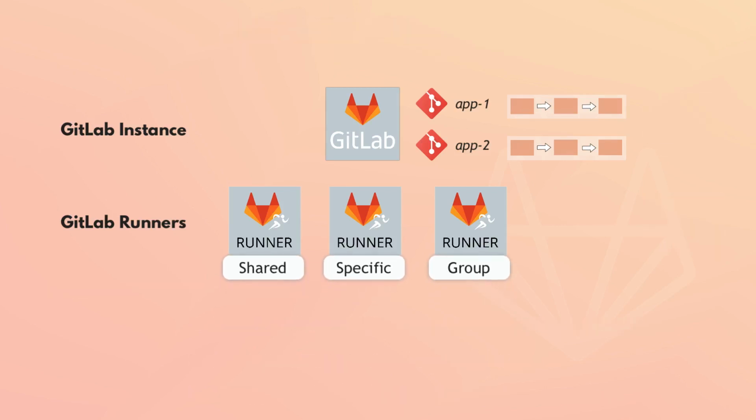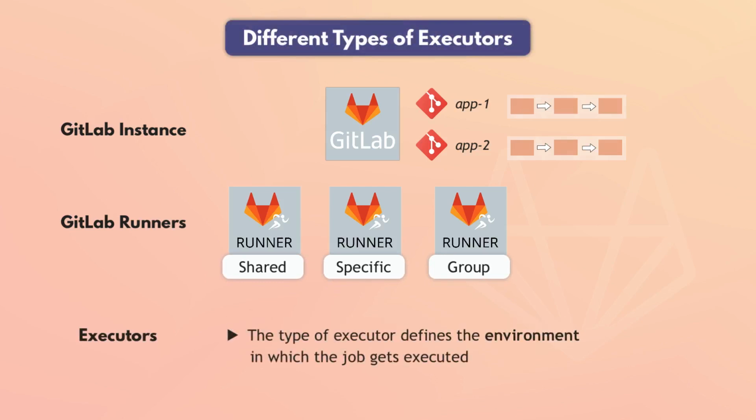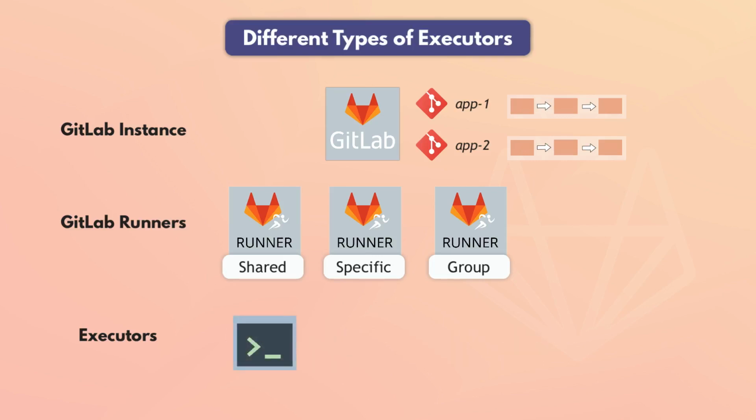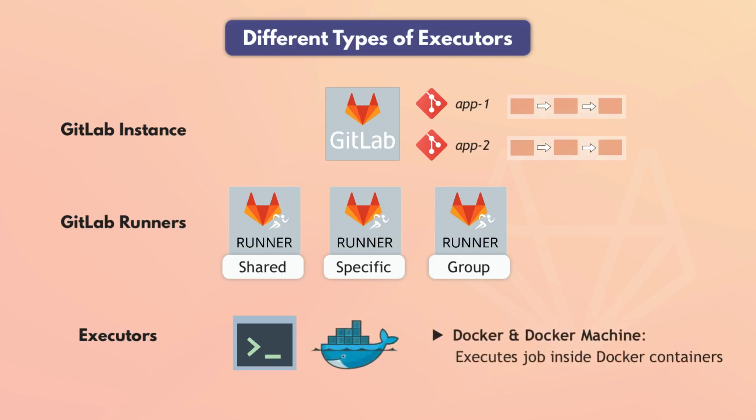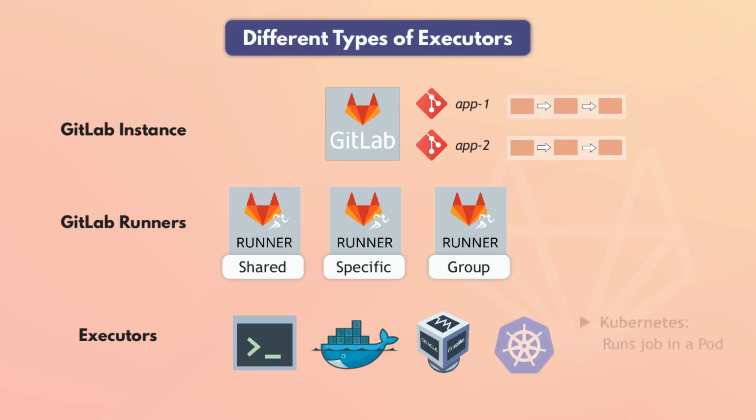And on those runners, we then have executors, which are the ones actually executing the jobs. We saw we have multiple types of executors, and the number of types may change, but the most common and important ones are the shell executor, which executes the jobs directly on the operating system of the runner server, whether it's Windows, macOS, or Linux. We also have Docker and Docker Machine executors, which execute the jobs inside Docker containers. We also have the virtual machine executor, which executes the jobs in a virtual machine environment. We have the Kubernetes executor that runs the jobs in Kubernetes pods, and so on.